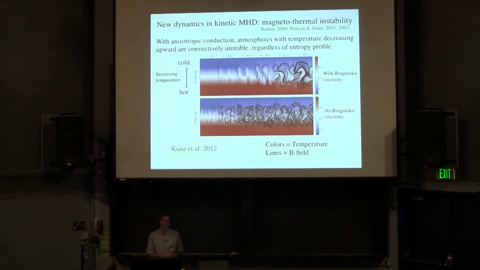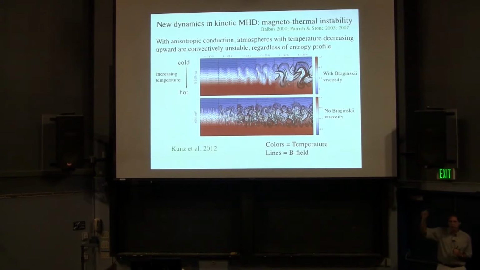And I'm going to embed a little bit of astrophysics here. Why should we care? It turns out that these anisotropic transport coefficients make huge differences to the dynamics of the plasma. There's this new dynamics in the so-called kinetic MHD regime, something called the magnetothermal instability. So you're used to the conditions for convection being dependent on the entropy gradient. You should have learned this from your stellar structure courses at least, that if you have a stratified fluid in a gravitational field, then the fluid will be unstable to convection, so vertical transport of heat, if the entropy is decreasing upwards.